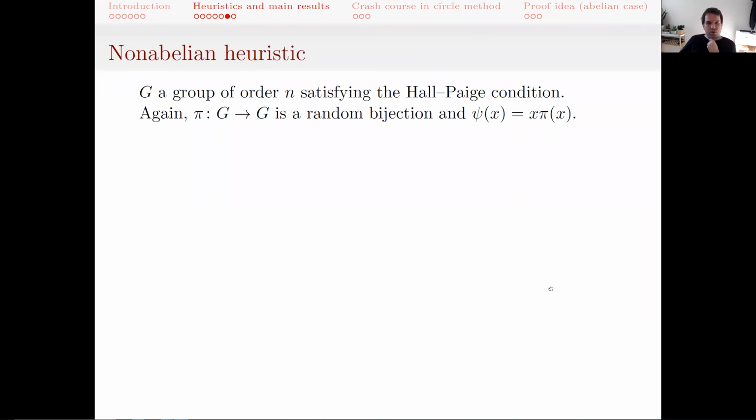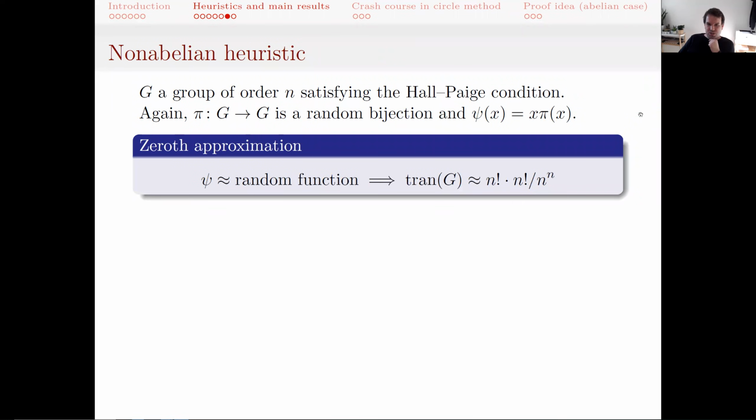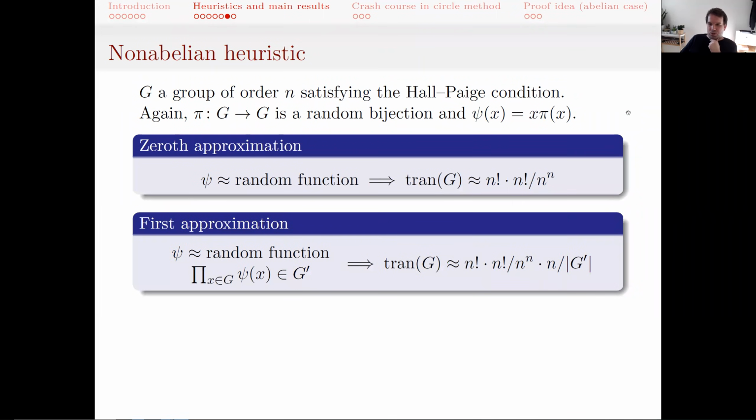For the non-abelian groups, we have basically the same thing. We just take a group of order n which satisfies the Hall-Paige condition. Again, we define this function psi in the same way as before. The zeroth approximation is the same. The first approximation is basically the same, except that now we don't claim that this product is just equal to the identity, but that it is an element of the commutator subgroup. This holds because of the Hall-Paige condition.